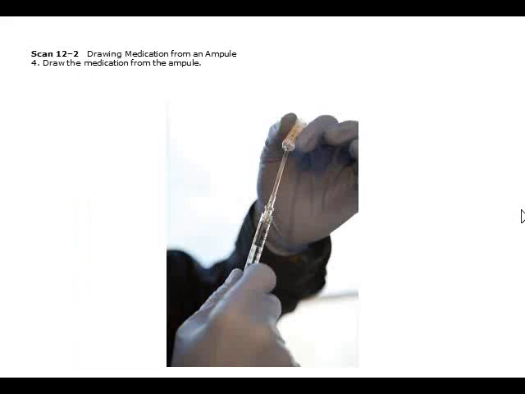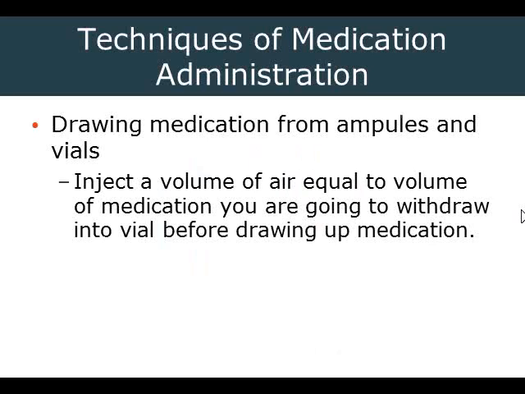And then 4, draw the medication into the syringe. Again, this is a filter straw, so it's going to catch any little glass shards that are in there. Do not inject air prior to drawing fluids. So when we're going to draw from a vial, we're going to inject a volume of air equal to the volume of medication you're going to withdraw. So if we have a vial, maybe it has 2 milliliters of fluid in there. We only need 1 milliliter of that fluid. We'll draw up 1 milliliter of air, put the needle in through the stopper, inject the 1 milliliter of air, and pull out the 1 milliliter of fluid.